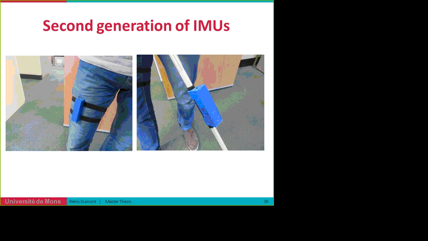Another improvement of the second generation of IMU is the shape of these IMUs, which are just longer but thinner. The new 3D printed shells have been designed in order to improve the fixing system. So, for example, the cane mount is curved on its bottom to match the cane curve.